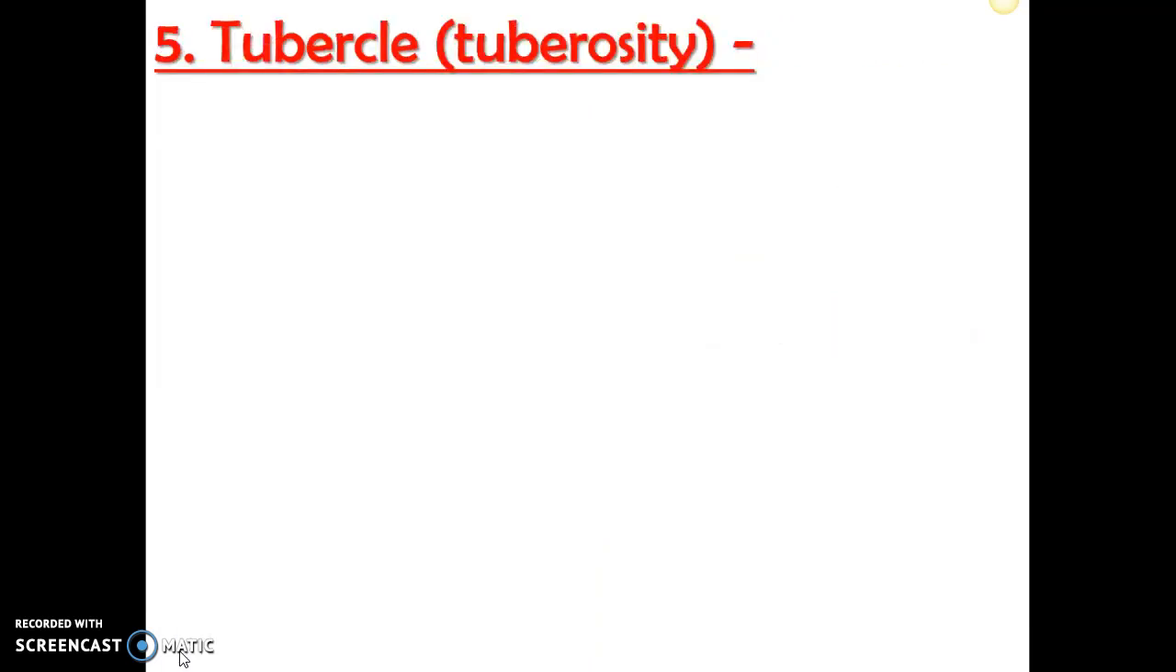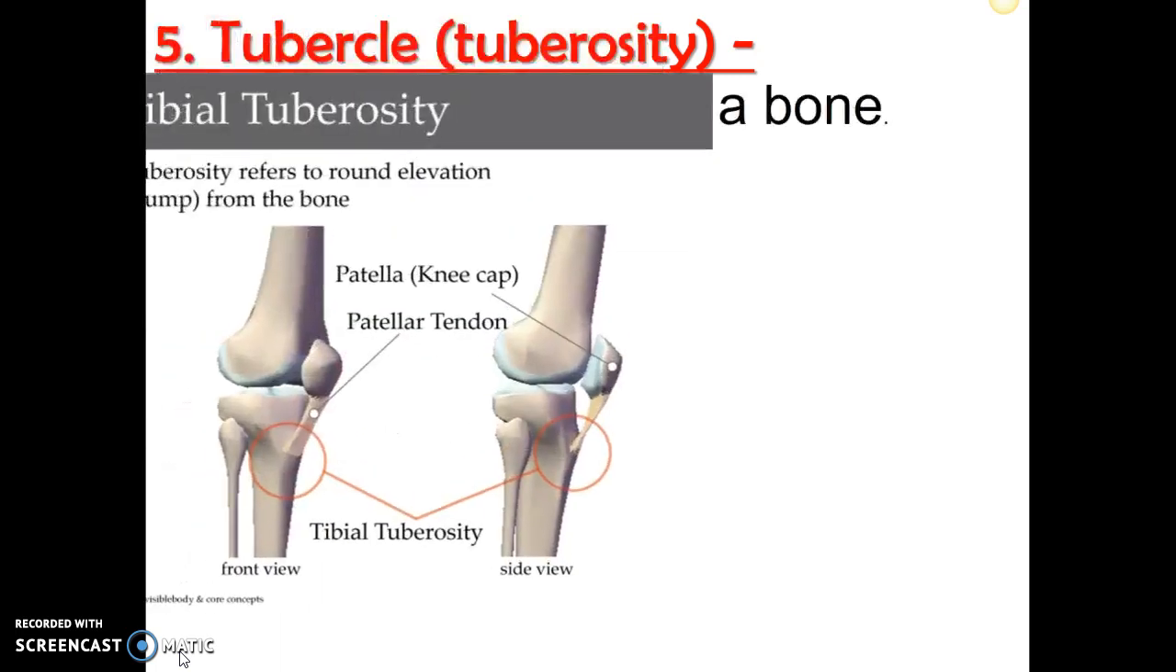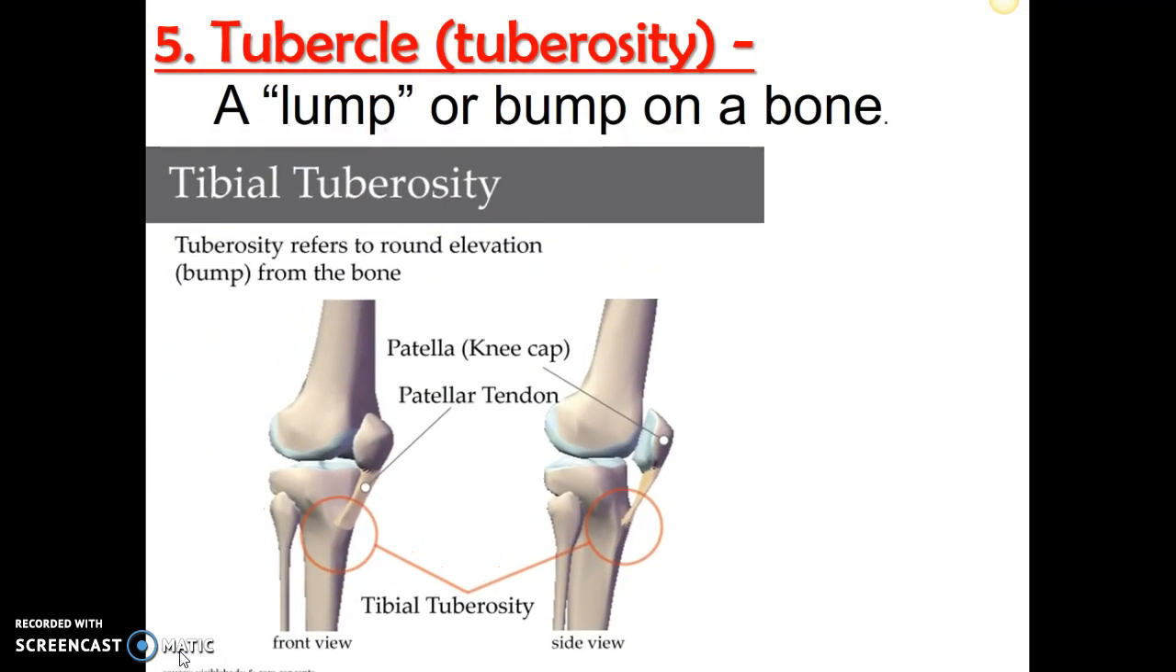A tubercle or tuberosity, from when they get the word tuberculosis, is little lumps found in an x-ray of the lungs because the bacteria, the Mycobacterium tuberculosis, has been walled off by scar tissue, forming lumps or tubercles. Same thing on bones. A tubercle is a bump or a lump on a bone. In the diagram below, you have your tibial tuberosity, named for the bone it resides on, your tibia or your shin. And that is where the patellar tendon attaches to the patella or your kneecap.